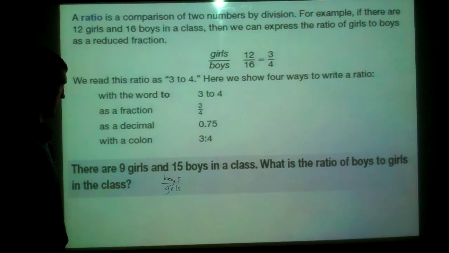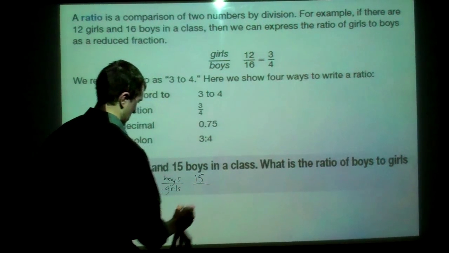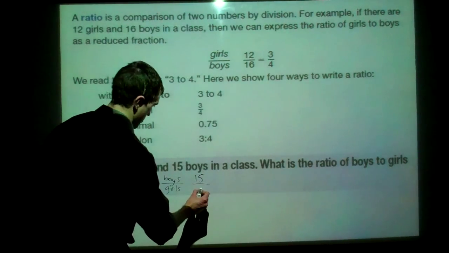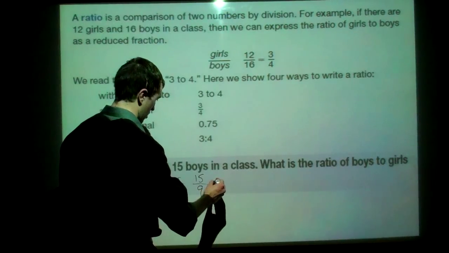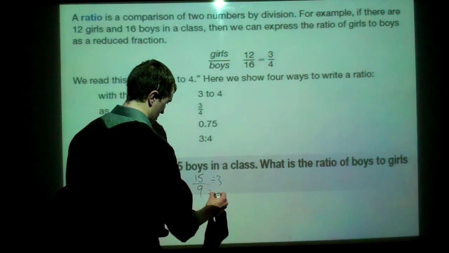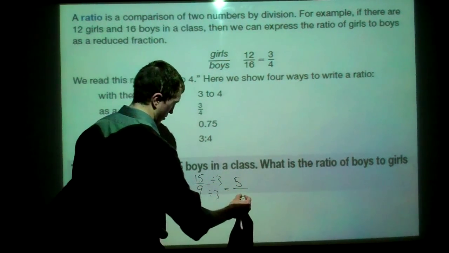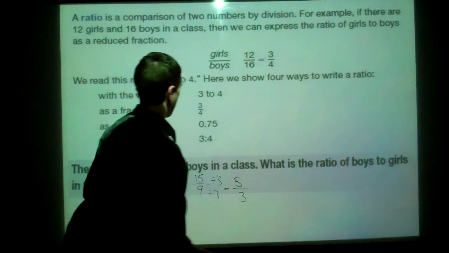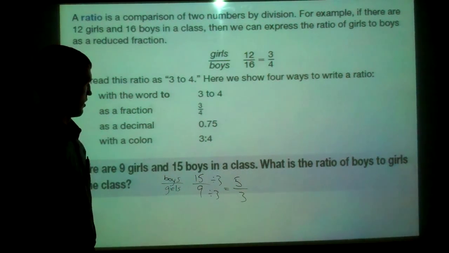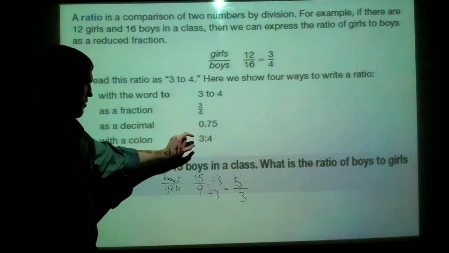Same thing down here, basically just different numbers. So 15 boys and 9 girls. Now we can reduce that because I know that 3 goes into both of these numbers. So we can divide by 3 here. And we should get 5. 9 divided by 3 is 3. So our ratio of boys to girls is 5 to 3. And you could write that any way we wanted to: 5 to 3, 5 over 3, we could turn it into a decimal, or 5 colon 3.